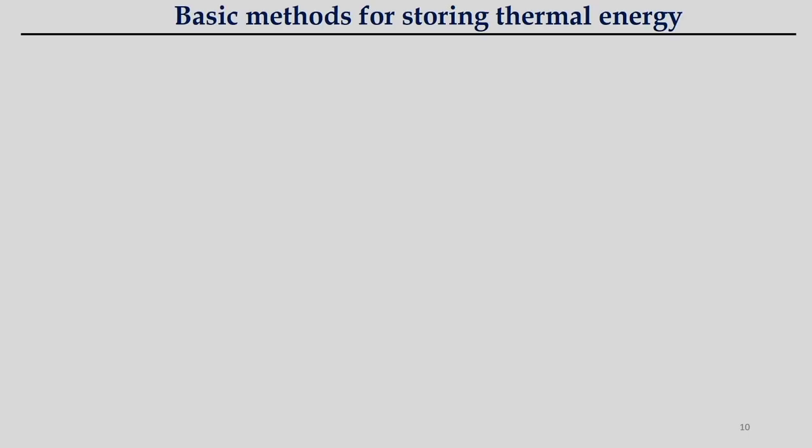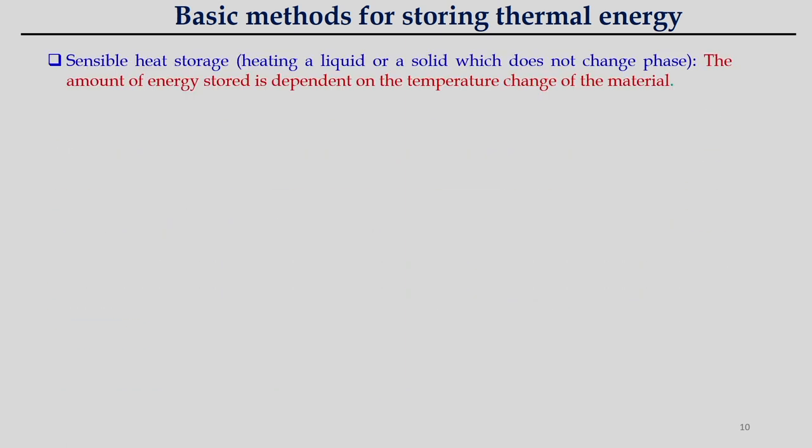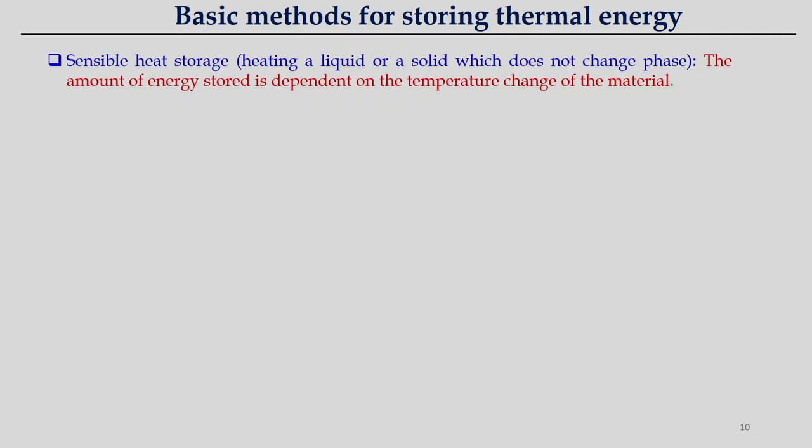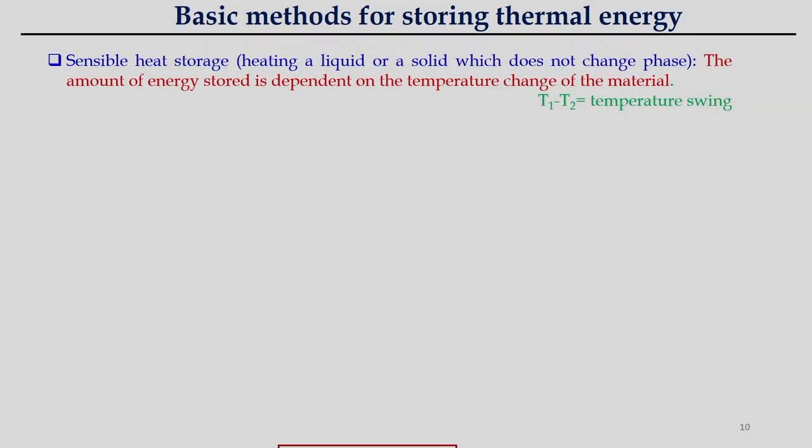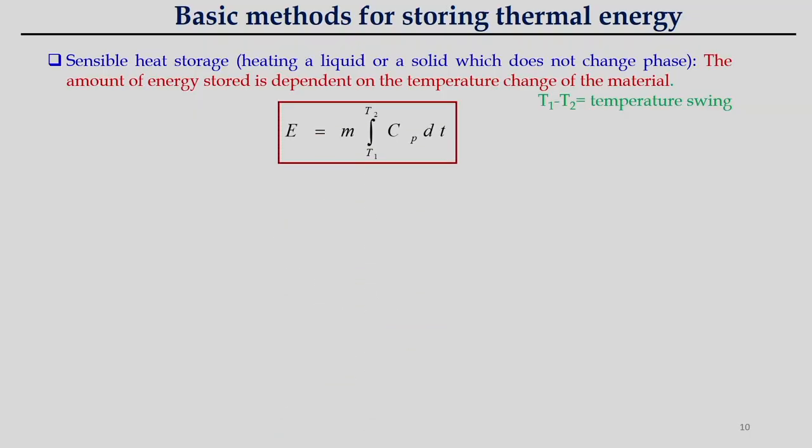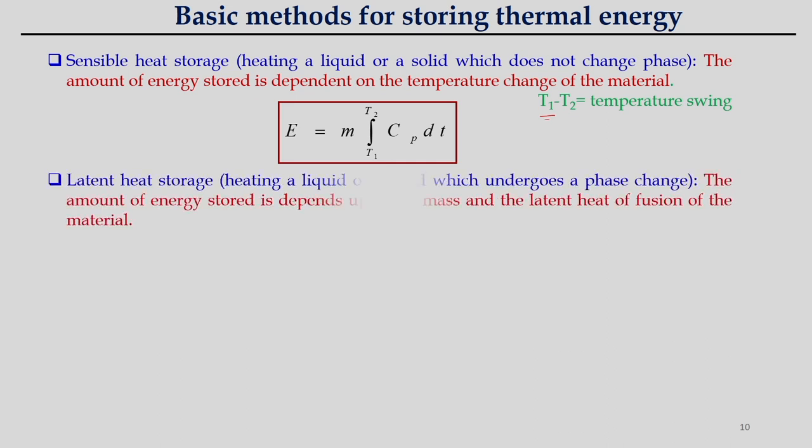So, what are the basic methods for storing thermal energy? Sensible heat storage, that is, the amount of energy stored is dependent on the temperature change of the material. So, here we are not talking about change of phase. Say, for example, if we need to heat water from 20 degrees to 80 degrees, there is no change of phase. That heat we call sensible heat. Mathematically, this can be represented by E = m ∫ from T1 to T2 of Cp dT. Okay? So, dT is nothing but the temperature swing or temperature difference.